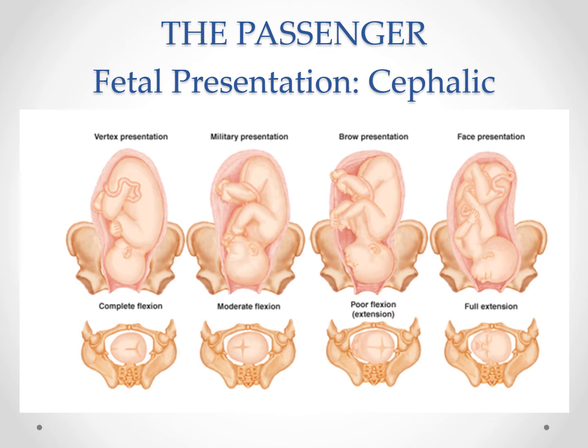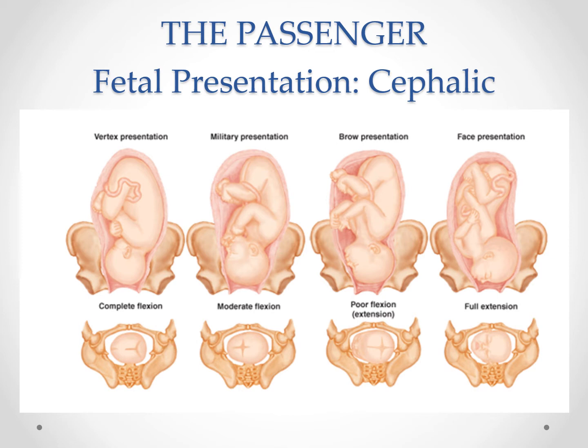As we move across, military presentation is moderately flexed, and look down at the bottom. Now we've got primarily the anterior fontanelle. Again, not likely that this fetus will be born vaginally. Move over to the brow presentation where there's poor flexion, so the neck is not flexed at all. In fact, it may be extended. And you can see again, not only do we see the anterior fontanelle, but now we can feel the brow. That's why it's called a brow presentation.